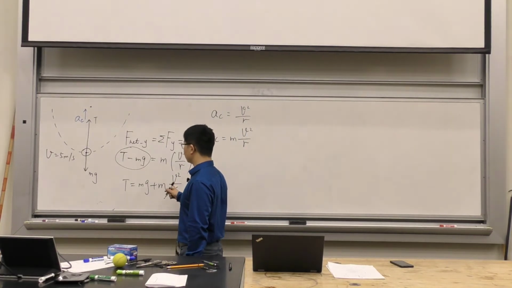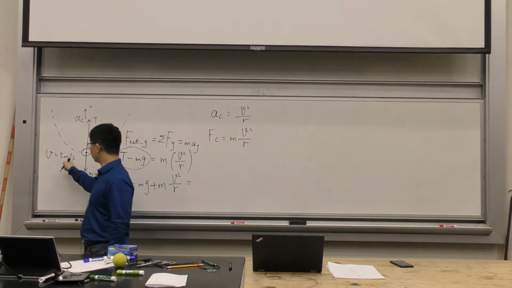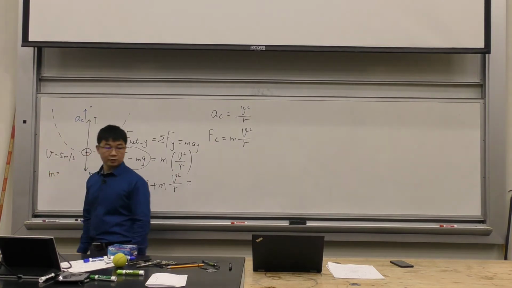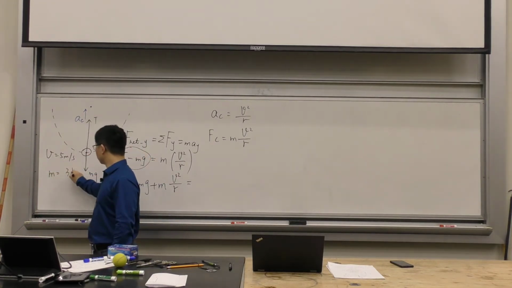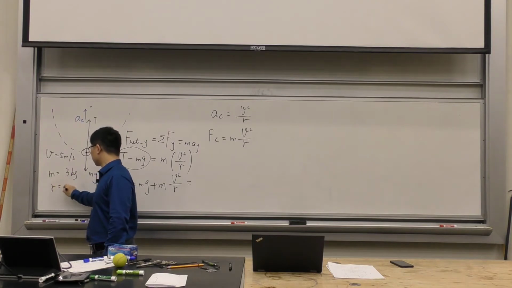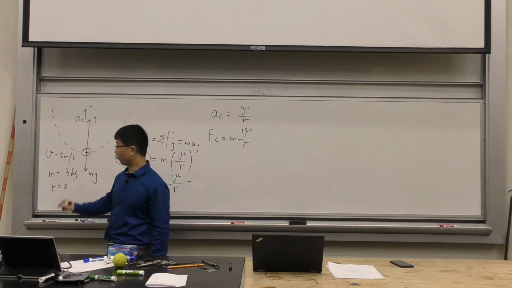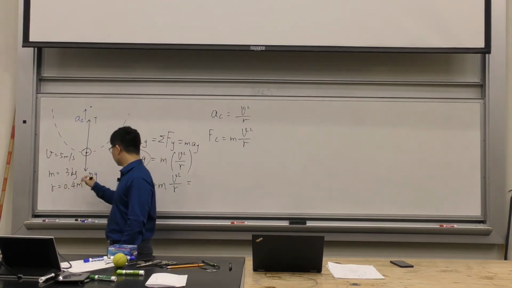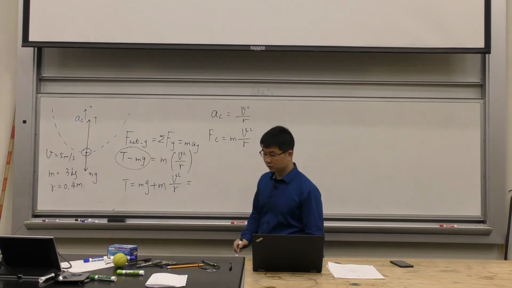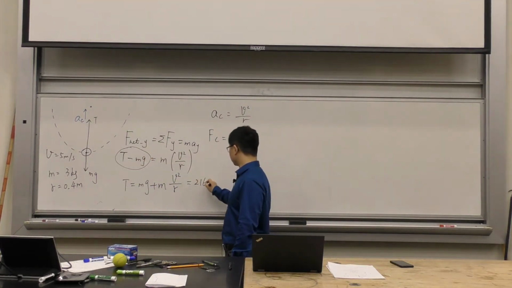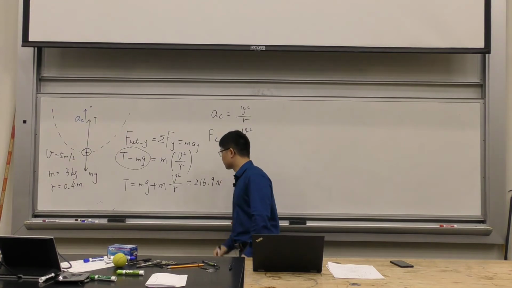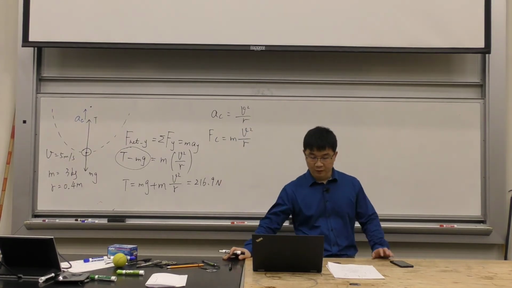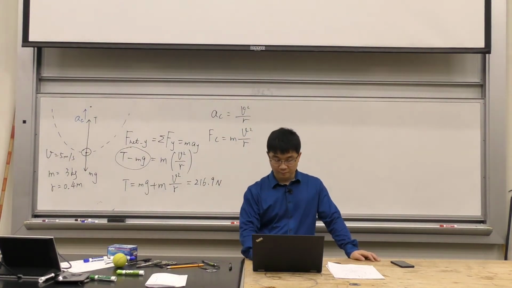And then if you put all the numbers in, the velocity is this, right? The mass is 3 kilograms, and the radius in this case is going to be 0.4 meters. You put all the numbers in, and you will get 216.9 newtons. All right? So this is this question. Now let's take a look at the next question.